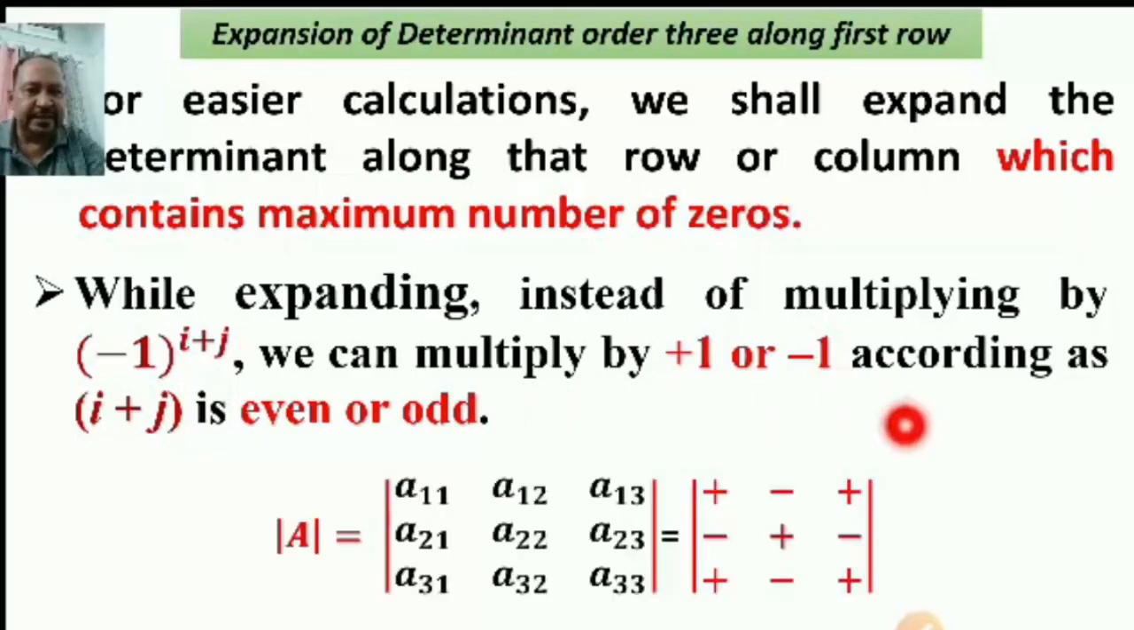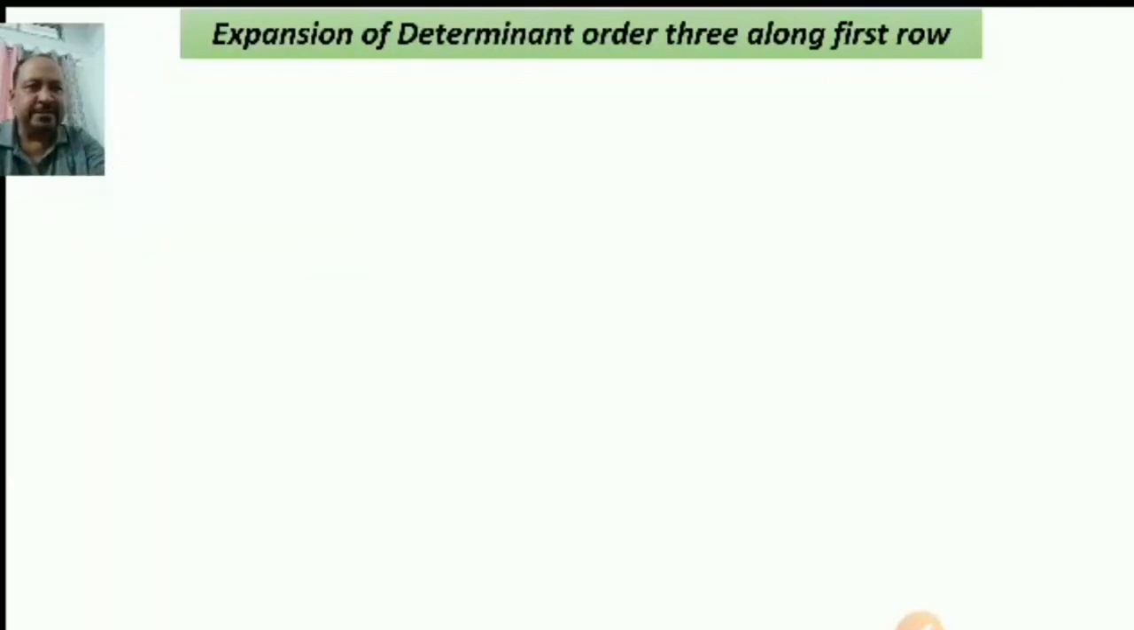And you can learn the sign directly. As you are seeing in this table, all the diagonals signs are positive. All the signs of this diagonal are positive, and this diagonal is also positive, and the remaining elements are negative.